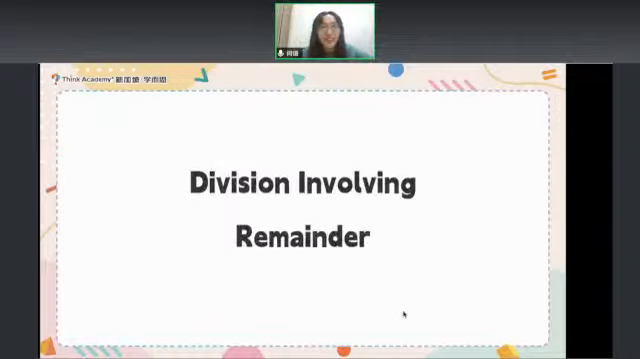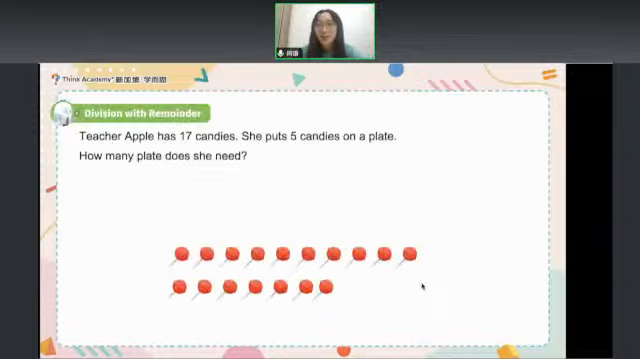75. Okay. So following this, move on to the next part. It is about the division involving remainder. I know that some students are quite good at this part, so I will do it faster. Here, let's start from a word problem about a division with remainder.